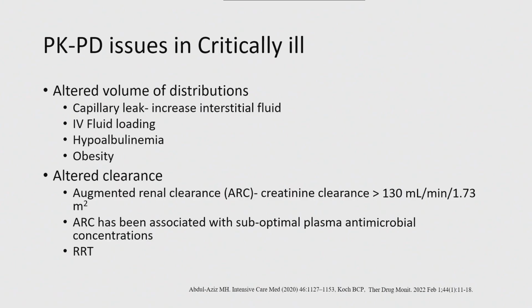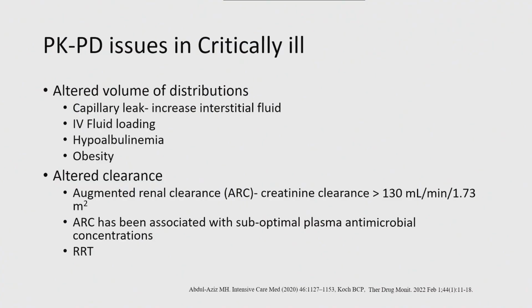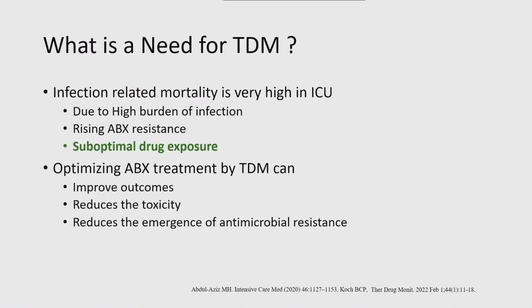Apart from this change in the volume of distribution, another important thing you may see in critically ill patients is altered clearance. Augmented renal clearance is not uncommon in patients admitted to the ICU with sepsis. And because of this augmented renal clearance, there will be suboptimal exposure, the drug level will achieve suboptimal plasma concentrations, and that leads to treatment failure. For the renal replacement therapy that your patient is receiving, especially CRRT, these patients also have augmented clearance, and drug metabolism is definitely affected. So these are the very important PKPD issues in ICU admitted patients.